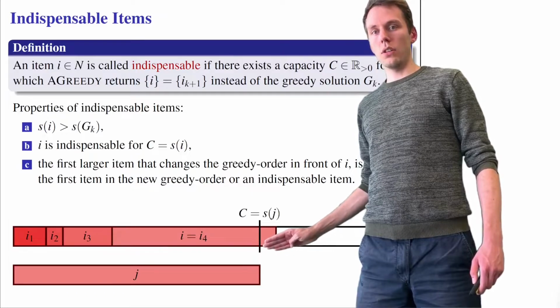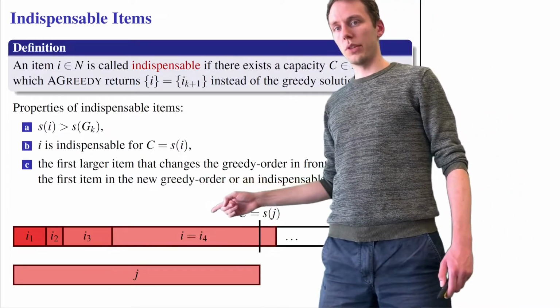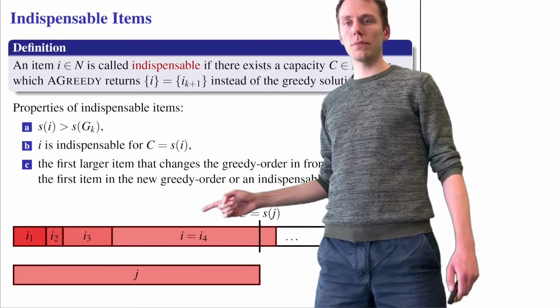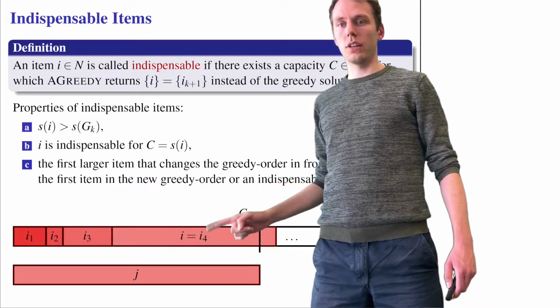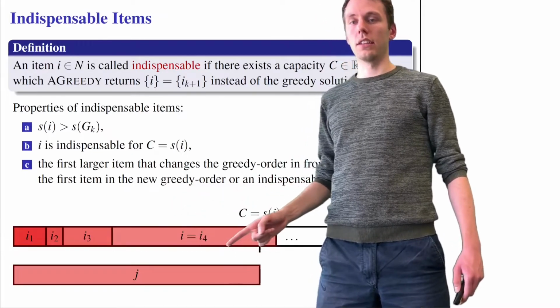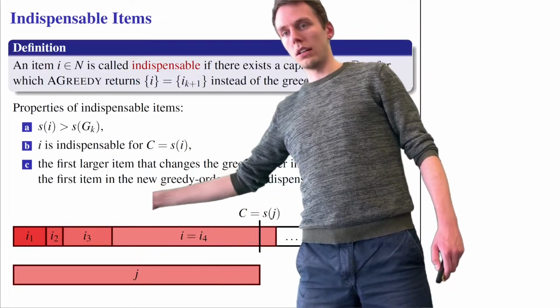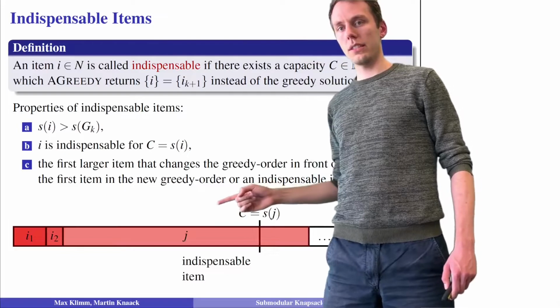And now what property C says: either item j is the first item in the greedy order, which is the case if it has the highest density of all items, or if it is changing the greedy order in front of all indispensable items at any other place, then it is again an indispensable item. So let's add this item here. For example, after the second item I2, this looks like this.